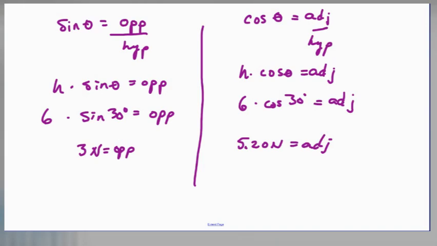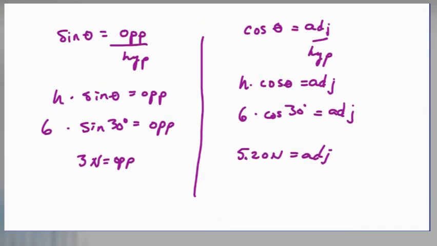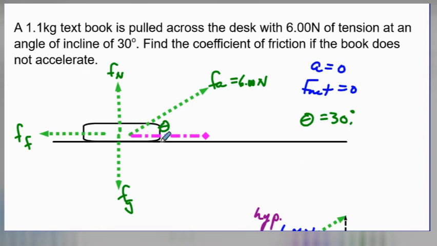Now let's take those numbers back up to our free body diagram and see what that means. So this side here has a force of 3 newtons, and this has a force of 5.2 newtons. Okay? Once again, remember, this force is our applied force, and because there's no acceleration, that will equal our force of friction. So our force of friction in this problem is 3 newtons.